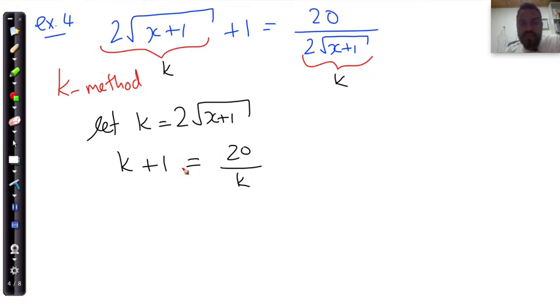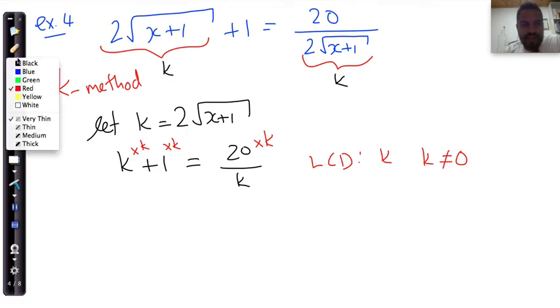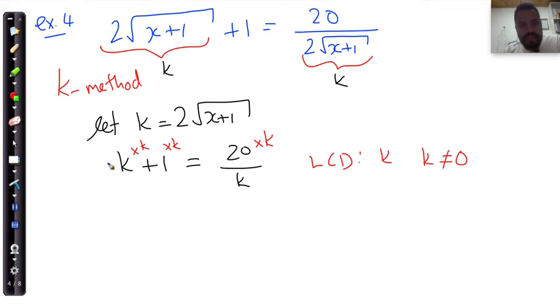Now we have fractions, and how we get rid of fractions is we apply the lowest common denominator. In this case, the lowest common denominator is K, and a restriction with that is that K cannot equal 0, because then this whole thing becomes undefined. So I multiply everything by K. Because I've got an equation, I don't need to write this over the LCD; the equation will allow the LCD to fall away. So K times K gives me K squared, 1 times K is plus K, is equal to 20.